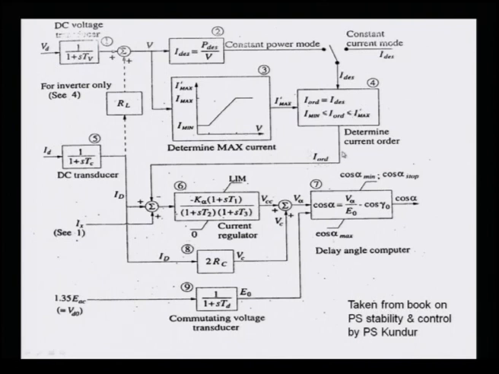So, I order here, that is the current order, is calculated here, and that comes here after the measurement. We divide this value, and then we have this current regulator.